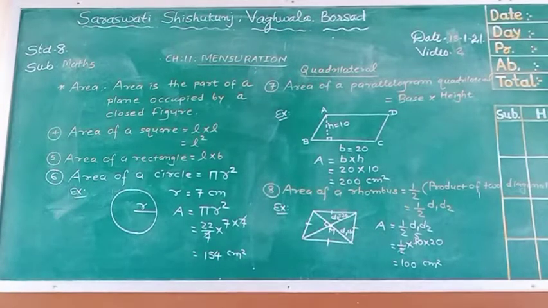Fourth number formula, area of square equal to L square, area of a rectangle equal to L into B, area of circle equal to pi r square, area of a parallelogram quadrilateral equal to base into height, and 8 number formula, area of rhombus equal to 1/2 product of two diagonals.